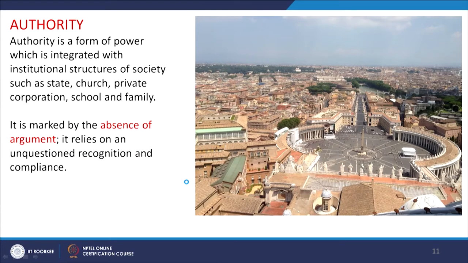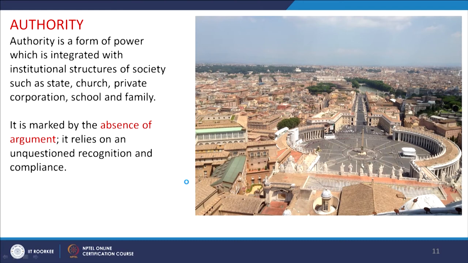Whereas authority is a form of power which is integrated with institutional structures of society, such as the state, church, private corporation, school, and family. For instance, on the right-hand side, what you see is Vatican City. I took this photograph from the top of St. Peter's Dome. That is how the whole plaza, the street connections, and the whole visual axis are portrayed.